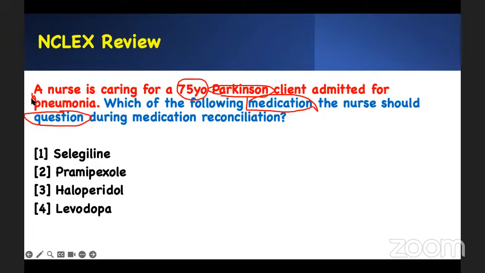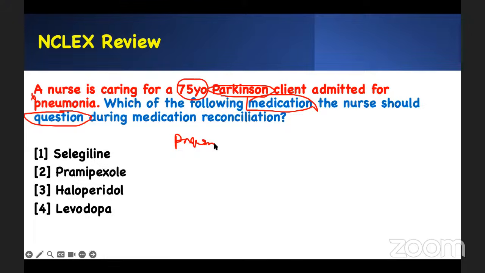Don't look at the answer choices. Look at the question and say, hey, what is the problem? A 75-year-old Parkinson patient is on some medication. Which one should you question when you're doing medication reconciliation? Before you answer the question, think about it. Parkinson patient, what do I know? Before you jump and answer the question, if you don't figure out what a Parkinson patient is, you're just guessing and wasting your time. Spend time and say, what should the board want me to know about a Parkinson patient in terms of medication?